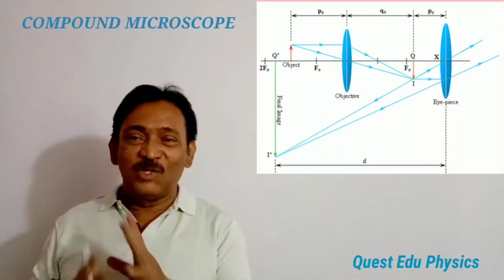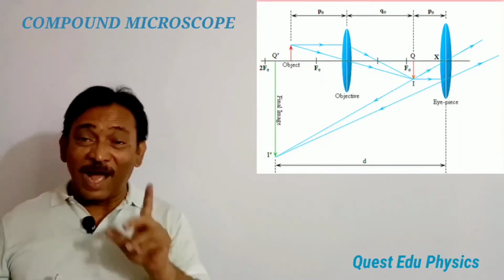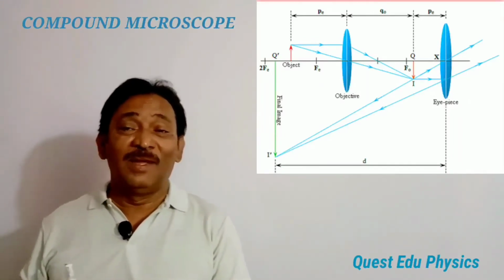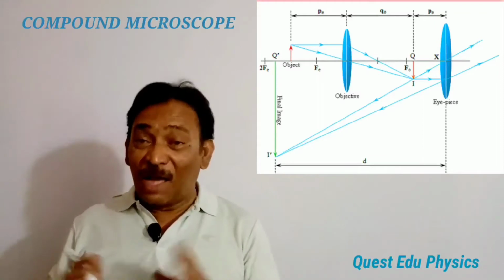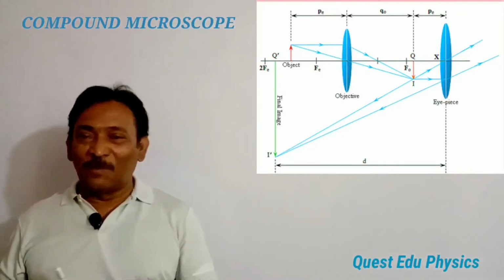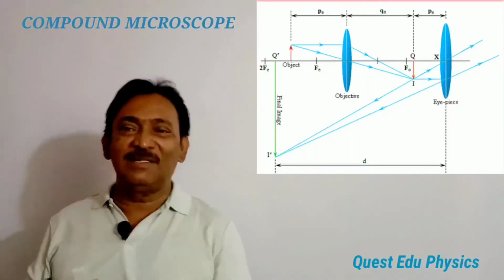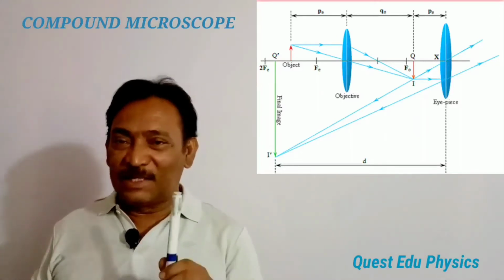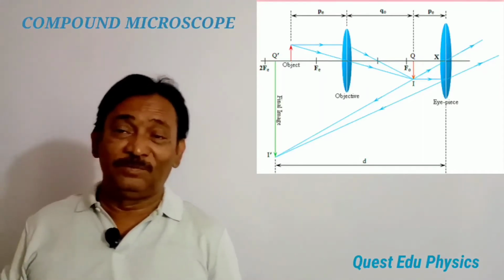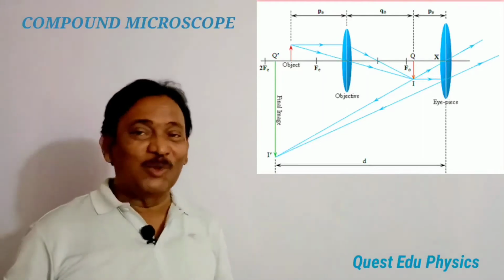Maybe it strains your eye. By making the image at infinity, the eye gets less strained. You can continuously see the image for a longer time. That's why we derive the two expressions for the magnification. One is when the image is formed at infinity, and the second is when the image is formed at the least distance of distinct vision.